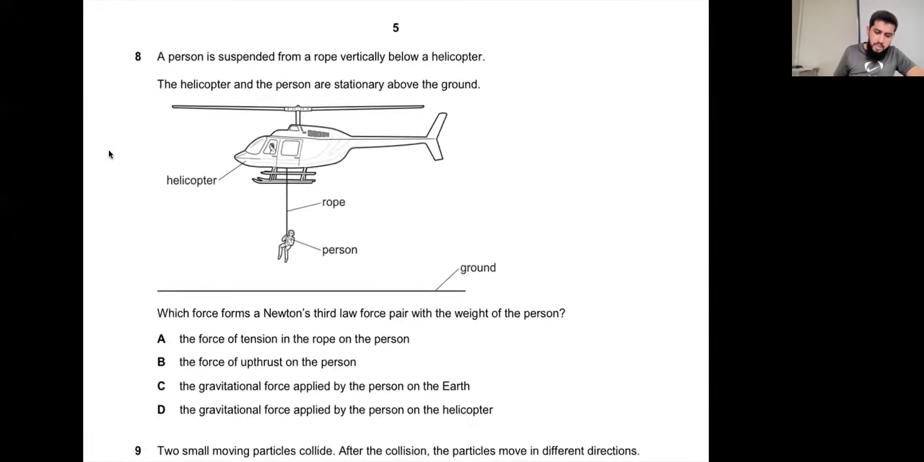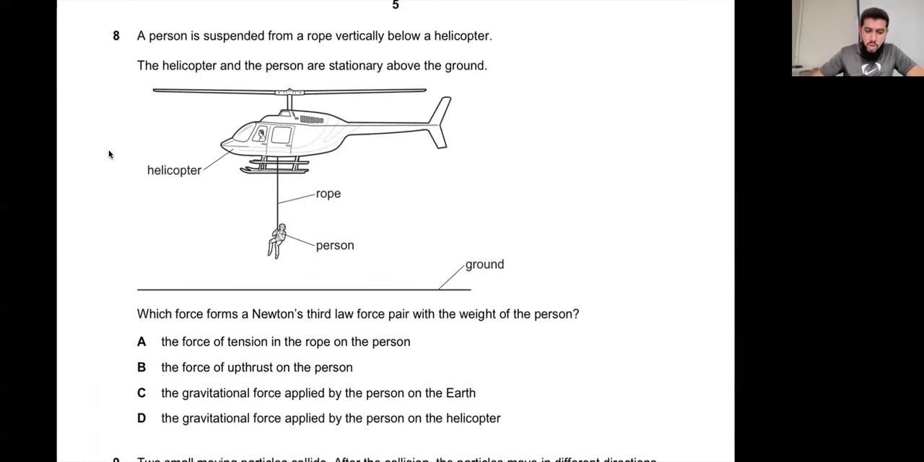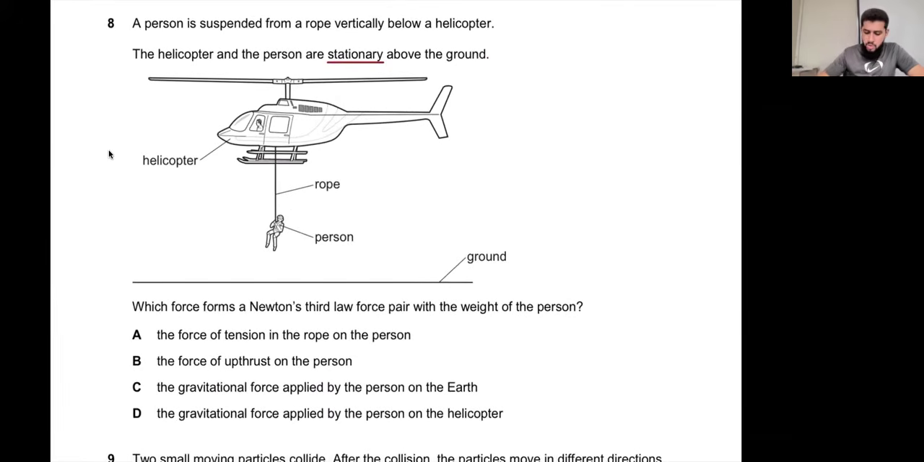Question number 8 says a person is suspended from a rope vertically below a helicopter. The helicopter and the person are stationary above the ground. Which force forms a Newton's third law force pair with the weight of the person? The weight of the person is basically the earth pulling the person down.